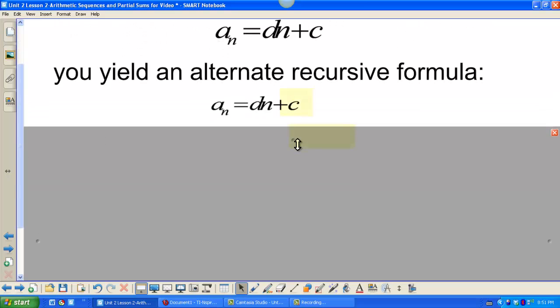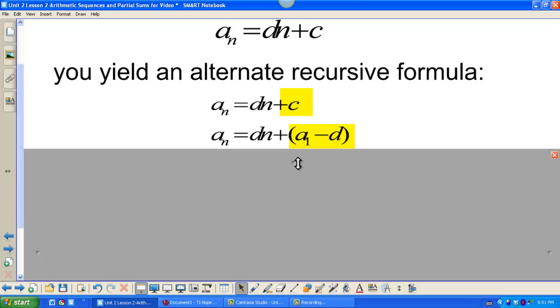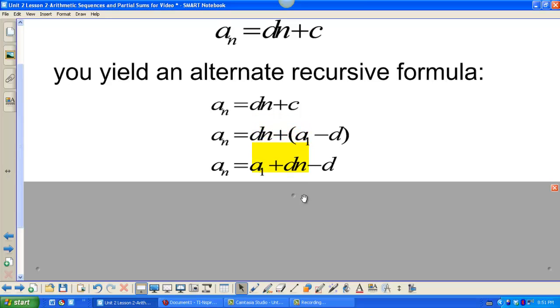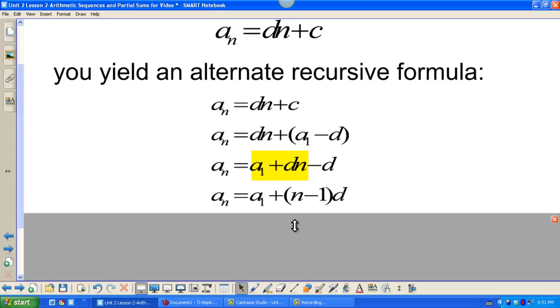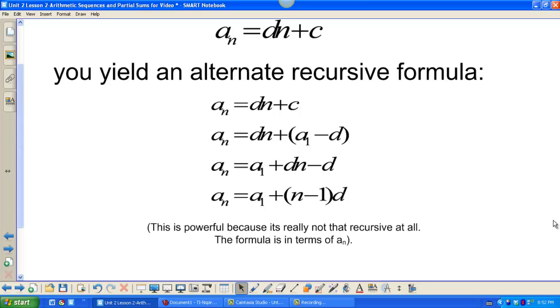So if I put in a sub 1 minus d for c, I can use the commutative property for addition, and I can switch the order in which I'm adding d times n and a sub 1 to rewrite it as a sub 1 plus dn minus d. Next, I can factor out a d, and this is my alternative recursive formula. Why is this powerful? It is recursive, that's where it stems from, but it's not that recursive at all. If you know the first term and the common difference, you can yield any term a sub n in the sequence.